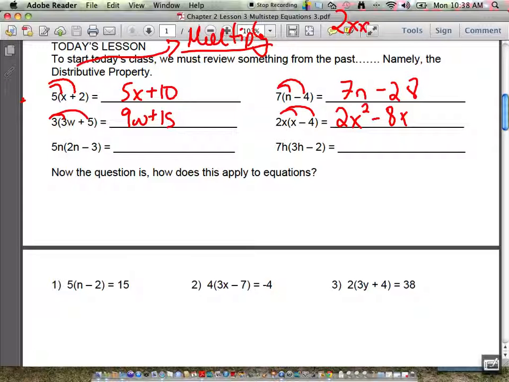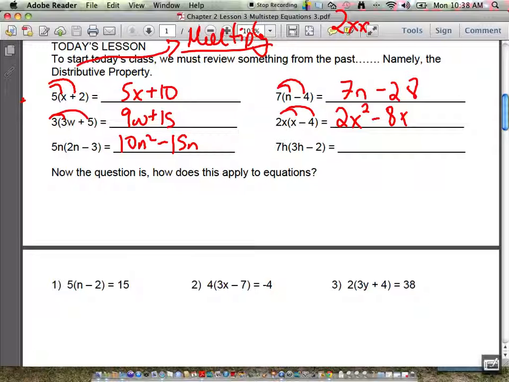Okay? Now, taking that idea we just discussed with Franklin, let's take a look at the next one. What's 5n times 2n? What do you think we get there? Not 10n. 10n squared. Good. And then what's 5n times negative 3? Negative 15n. Be sure to include the positive or the negative.